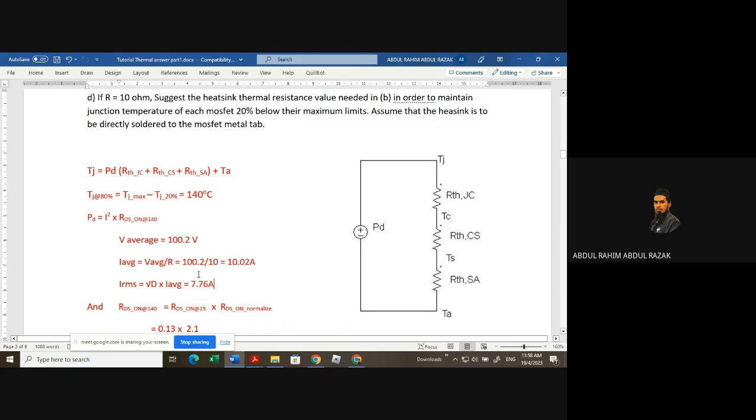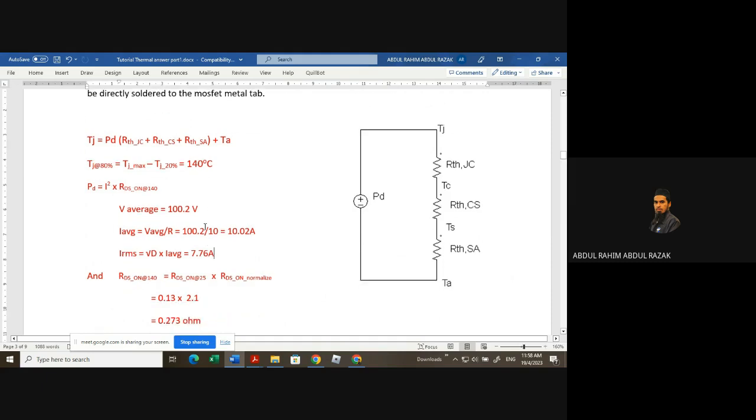For the DC-DC buck converter, it doesn't matter. Later, for the indicated question regarding thermal, we just provide the values. But this is referring to the previous tutorial kits. Okay, so now you have the RMS current, 7.76 ampere.